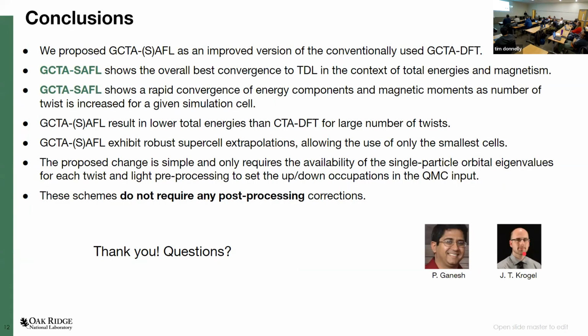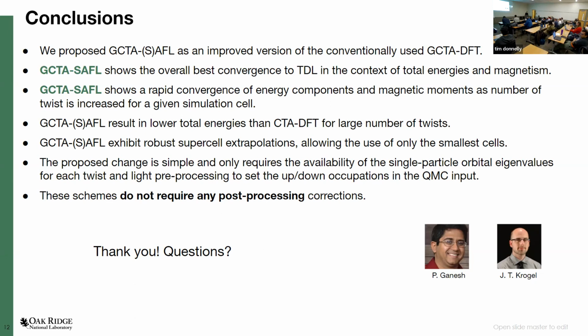So in conclusion, we have proposed a new grand canonical twist averaging scheme, which is an improvement over the conventional one. Overall, GCTA SAFL shows the best convergence to the thermodynamic limit in the context of total energies and magnetism. It also shows a rapid convergence of energy components and magnetic moments as the number of twists is increased for a given simulation cell. Both of these methods result in lower total energies than canonical ones for a large number of twists, and they also exhibit robust supercell extrapolations, potentially allowing the use of only the smallest cells.